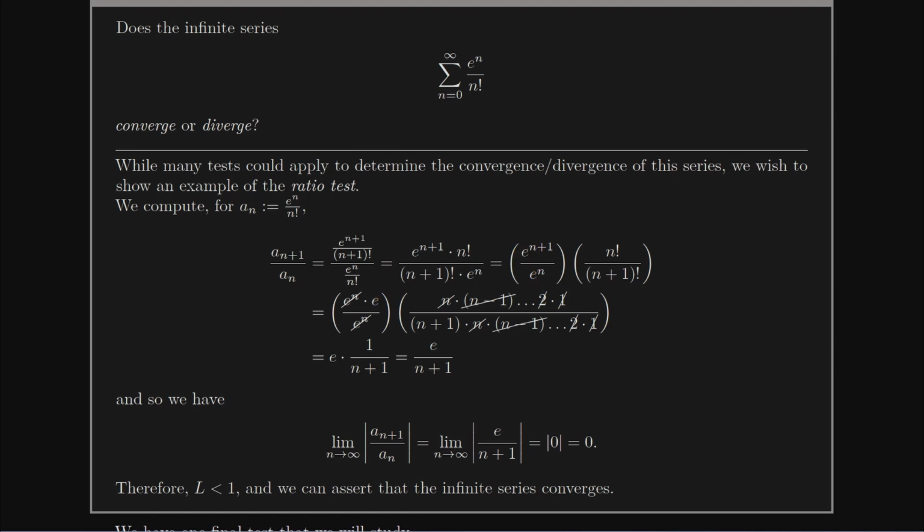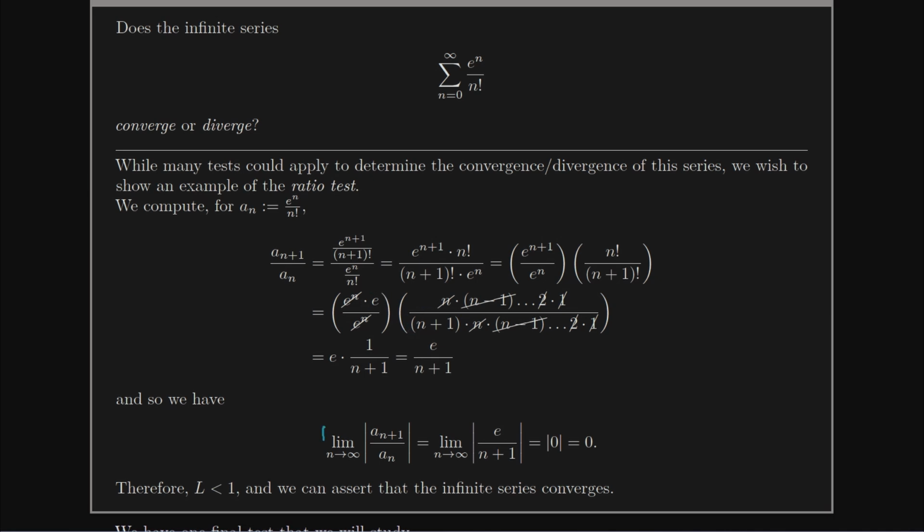And then, as I already mentioned with these factorials, an n plus 1 factorial has exactly one extra term that the n factorial didn't, the very top term. But everything else is the exact same in those factorials, and so everything else cancels. We're just left with an n plus 1 in the denominator. So this simplifies to e divided by n plus 1.